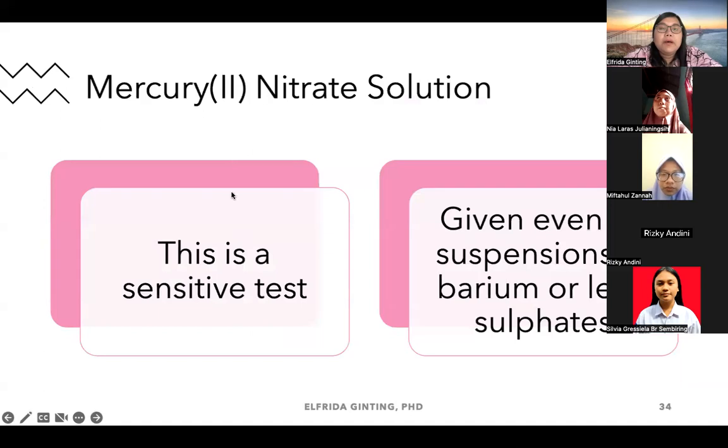Now, mercury nitrate solution is a sensitive test. Why? Because even a little bit of suspension of barium or lead sulfate, we will be able to identify it.